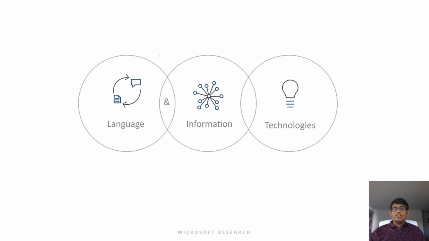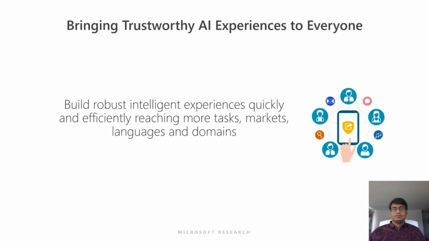The Language and Information Technologies Group at MSR works at the intersection of neural language understanding, information access and retrieval, and applied machine learning. Our core mission is to bring intelligent and trustworthy AI experiences to every person and organization in this world. This involves thousands of domains, hundreds of different tasks and languages, where the key challenge is efficient learning and inference at scale.